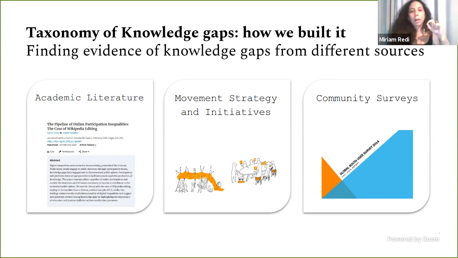We look at all the movement strategy directions and the initiatives that have been generated and have grown throughout the years to face specific knowledge inequalities in Wikimedia spaces. And finally, we look at all those surveys that the Wikimedia Foundation and affiliates have run throughout the years to understand the composition of the different Wikimedia communities. So these are our three sources based on which we identify these knowledge gaps.